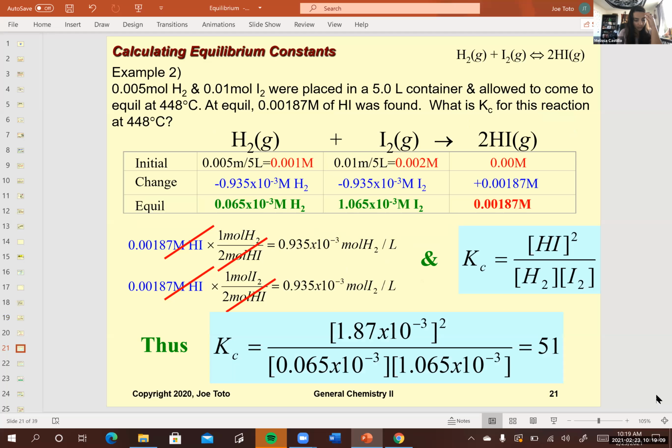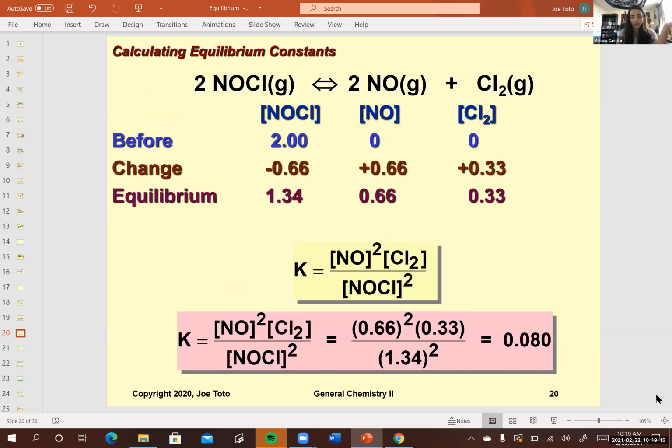So Professor, for that problem, say it wasn't 2 moles of NaCl, it was like 4, you would multiply 4 times the 0.33 and that would be your change for the reactant? Yes. Okay.